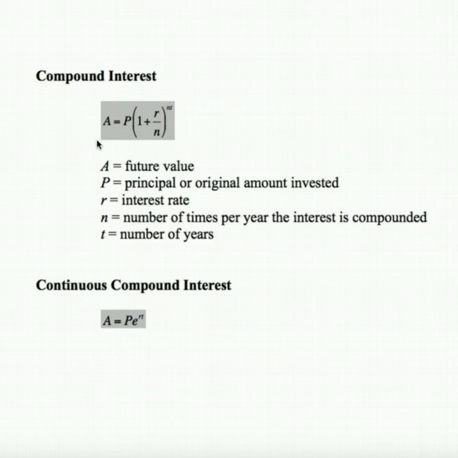A is the future value, or the later amount. P is the principal value, or the original amount. R is your interest rate. Remember, rate has to be in decimal form. N is the number of times it's compounded per year, and they're going to give us keywords in the problem like quarterly, annually, semi-annually. And t is the number of years. We also have a continuous compound interest formula, which is A equals P e to the rt, and you've probably seen that before. That one you will have to memorize. So we're going to look at examples of just compound interest and continuous compound interest.